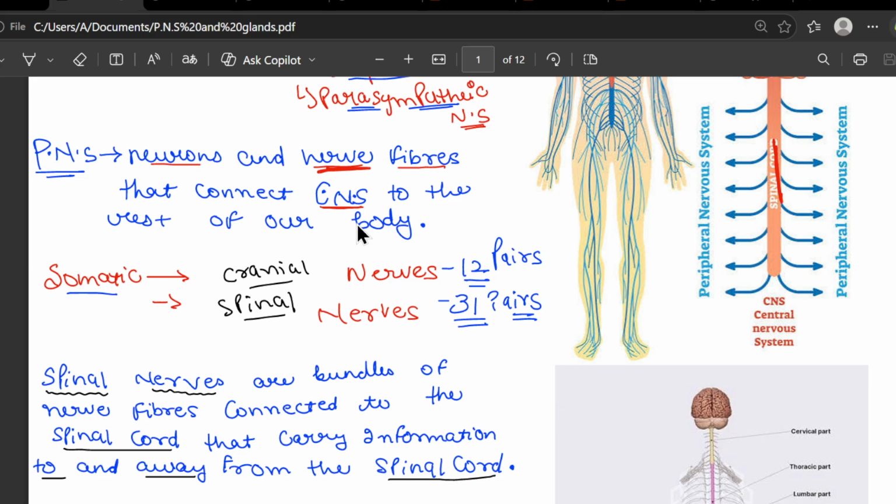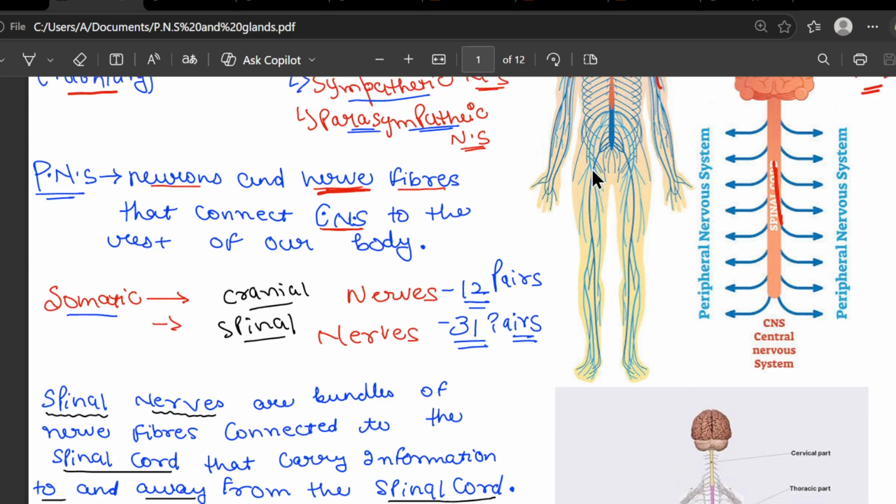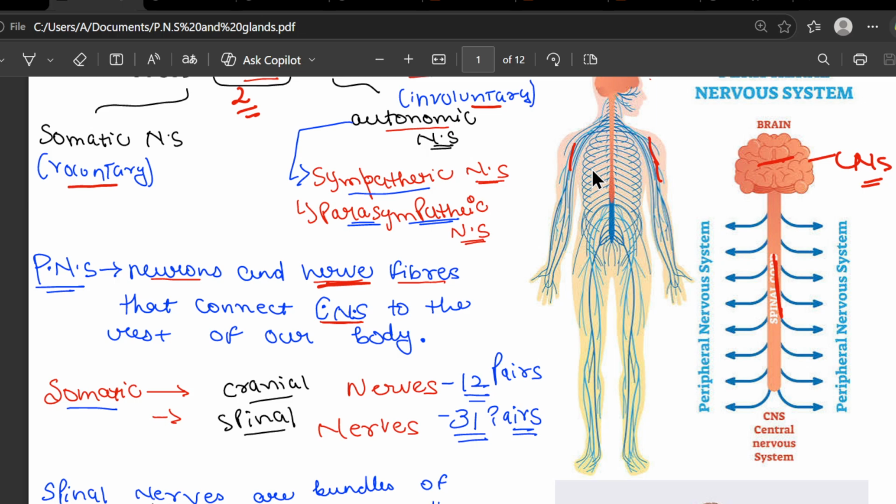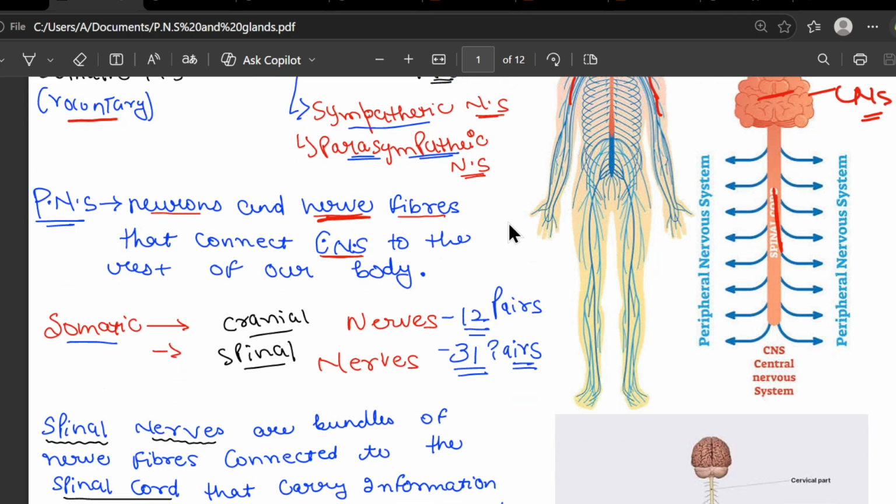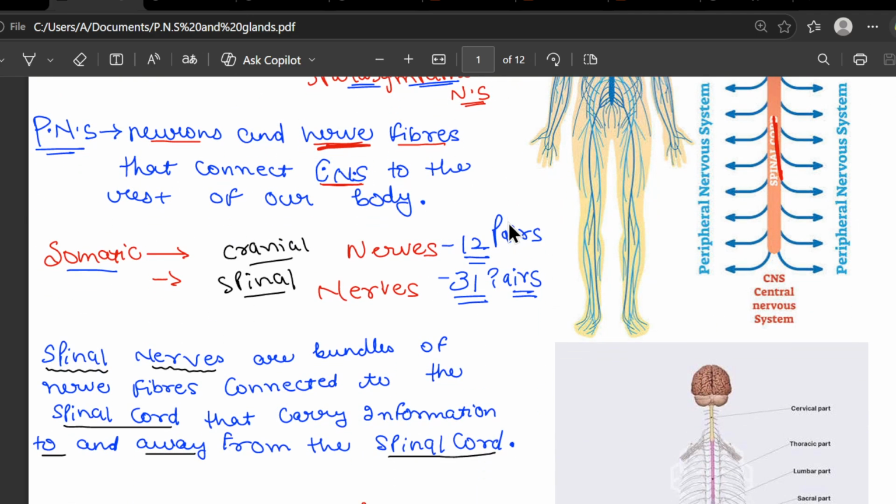Now, what is a peripheral nervous system? As you can see in this image on the right, it has blue aspects in it. So the blue nerves that you can see are the part of your peripheral nervous system. It has neurons and nerve fibers that are very important for connecting your brain, which is part of the central nervous system, to the rest of your body.